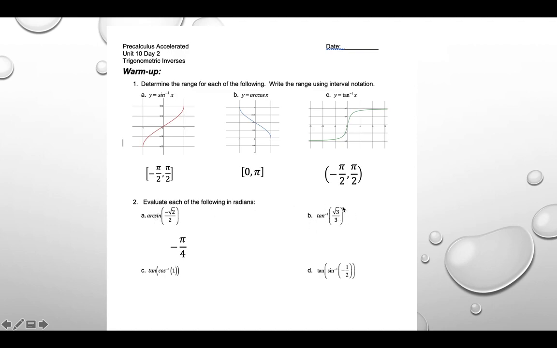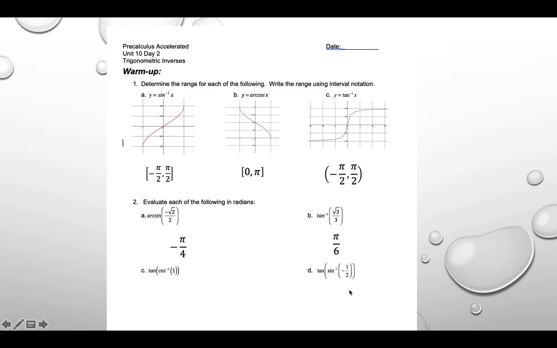So for tangent, root 3 over 3, what angle is where tangent would be root 3 over 3? Again, we're going to be between negative pi over 2 and pi over 2, so that's quadrants 1 and 4. So root 3 over 3 would be our pi over 6 angle, okay, because that would be where your sine value is smaller than your cosine value.